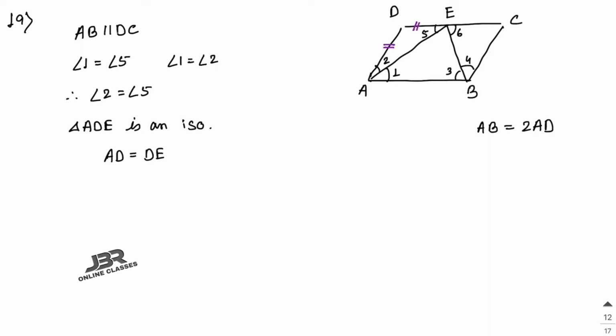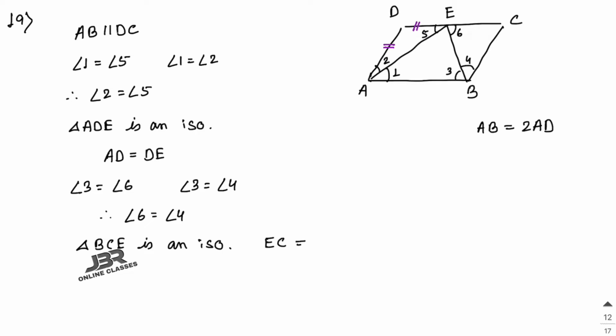Next, angle 3 is equal to angle 6 again because they are alternate angles, and angle 3 is equal to angle 4. So you can write angle 6 is equal to angle 4. As angle 6 is equal to angle 4, triangle BCE is also an isosceles triangle. So EC is equal to BC.